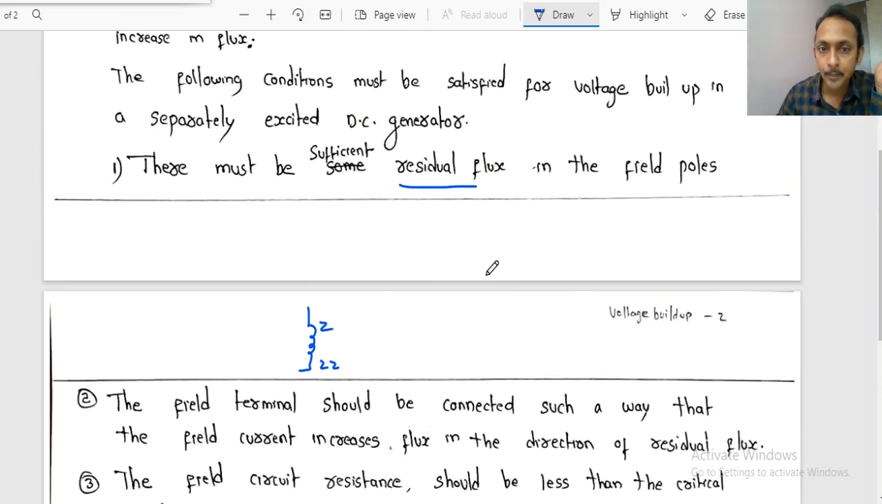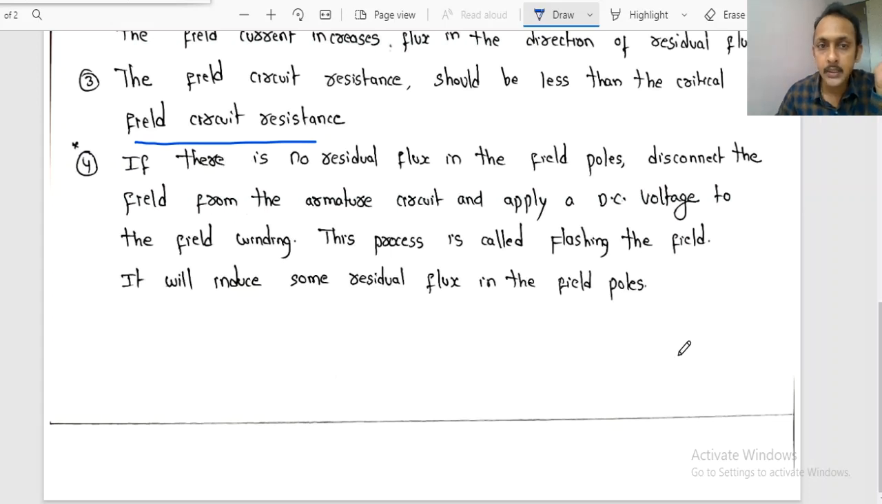the DC generator. But sometimes what happens is if there is no residual flux in the field poles, there won't be any buildup of the voltage. At that time, what you have to do is disconnect the field winding from the armature circuit and apply a DC voltage to the field winding. This process of disconnecting the field from the armature circuit and applying DC voltage to the field winding is called flashing the field, and because of that it will induce some residual flux in the field poles.